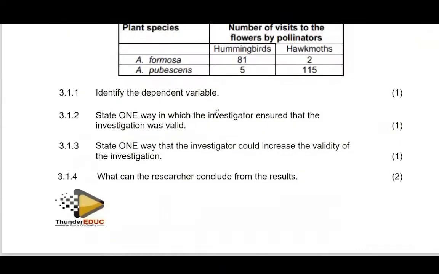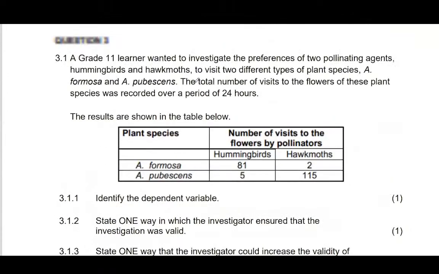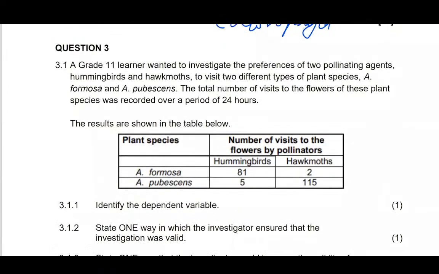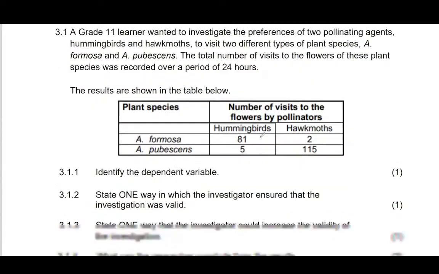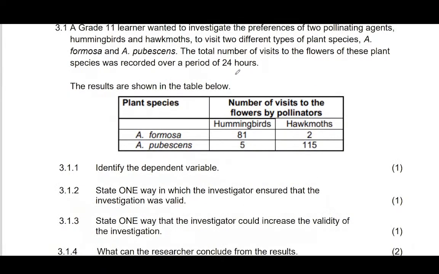The last question goes to this: a grade 11 learner wants to investigate the preference of two pollinating agents, hummingbird and hawk moth, for different types of plant species. The total number of visits to the flowers of these plant species was recorded over a period of 24 hours. Results are shown in the table below. Always read what is being given above.